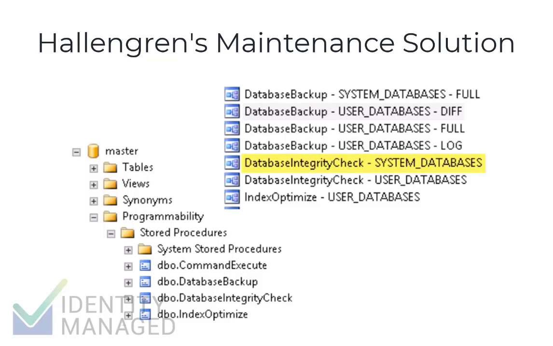Then there's database integrity check for system databases and database integrity check for user databases. Wait, what's that? You want to know why there's not an option to do a log backup for the system databases? A couple of reasons. One, the system databases actually are kept in the simple recovery model, so you can't do a log backup of them. Two, the system databases are really small, so there's not really any point in doing a differential or log backup of them. They tend to be small.